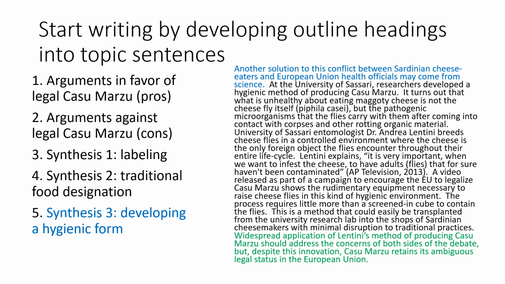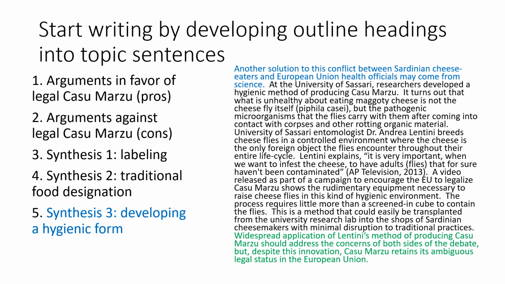So here's a paragraph based on that fifth section of my outline about casu marzu, Synthesis 3, Developing a Hygienic Form. The blue sentence at the top of the paragraph is my topic sentence, a statement of the main business of the paragraph. The black text in the middle of the paragraph is simply my own explanation of what I mean by my topic sentence, and the sentence in green at the bottom of the paragraph is a closing remark that identifies the paragraph's overall significance to my essay.